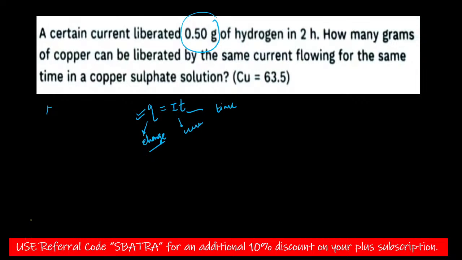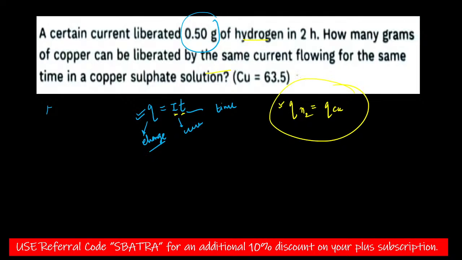So definitely this I value and T value are the same for copper and the same for hydrogen. So what we can say is that the charge through hydrogen is equal to the charge of copper. Charge of hydrogen is definitely equal to charge of copper.